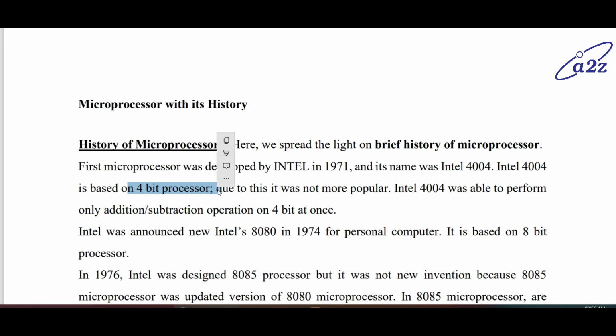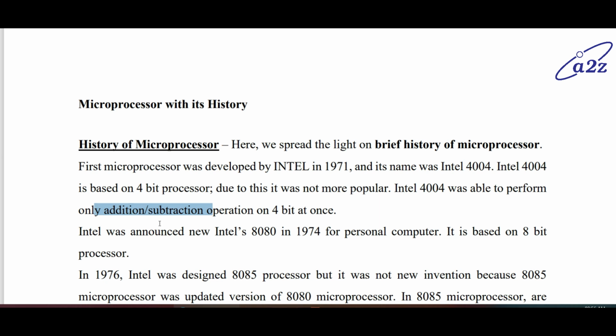What is the meaning of a 4-bit processor? It takes 4 bits and it can process 4 bits. The addressing is up to 4 bits only. But this is not much popular. Why? Because it is a very initial range of microprocessor. Intel 4004 was able to perform only addition and subtraction operations on 4 bits at once, as it is the very first processor and it can process only 4 bits.